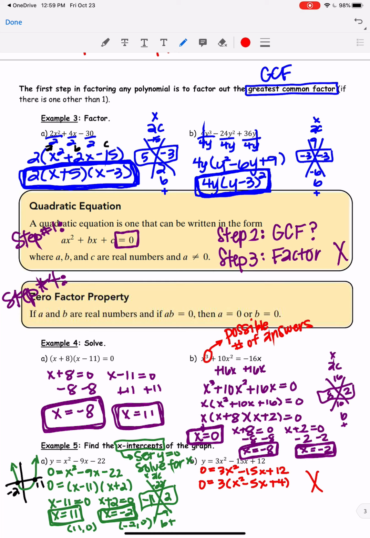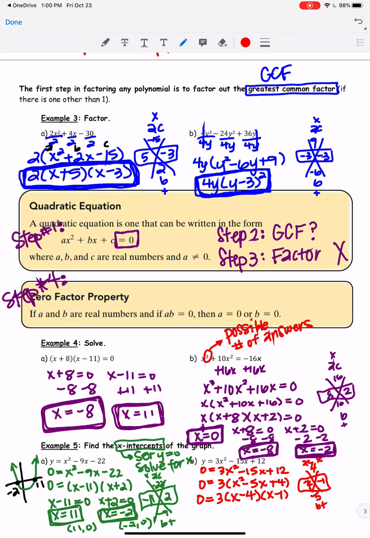My a times c is 4, 1 times 4. My b term is negative 5. So what adds up to my b and multiplies to my ac? And that is negative 4 and negative 1. Negative 4 times negative 1 gives me a positive 4. When I add them together, we get that negative 5. So I've got 0 equals 3 times x minus 4 and x minus 1.